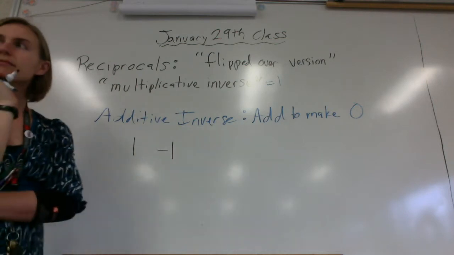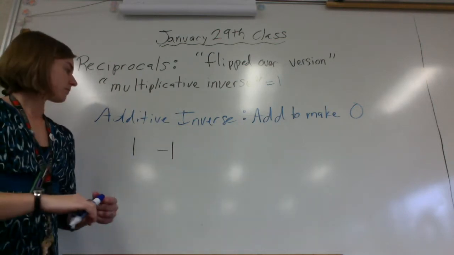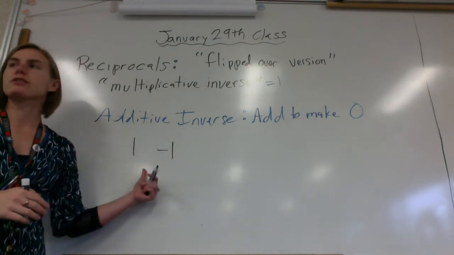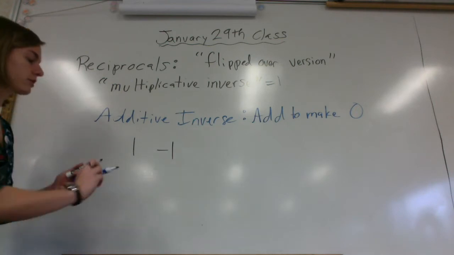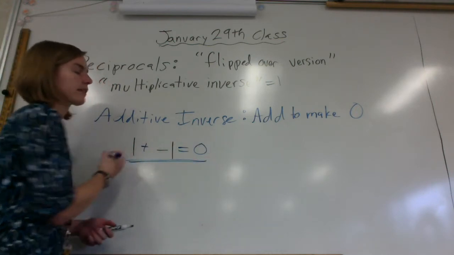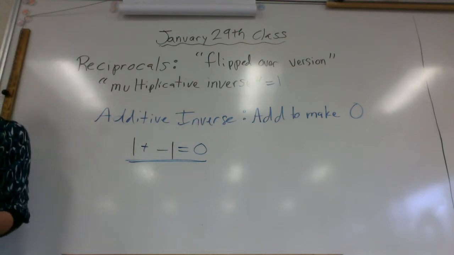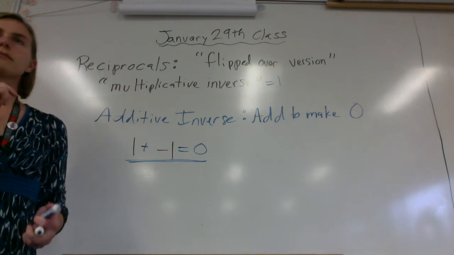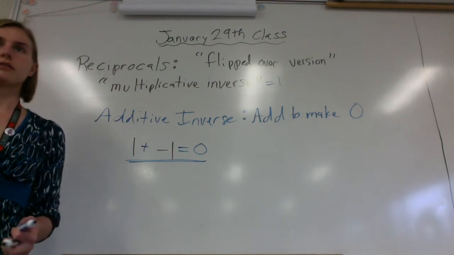So you don't have to put the addition sign just because it's additive. Oh no, this is just to show that these are additive inverses of each other. If you want to show how it works, you can put that, we're adding together, and this is the proof, essentially, that they are additive inverses of each other. So multiplicative inverse equals 1, and additive inverse equals 0.